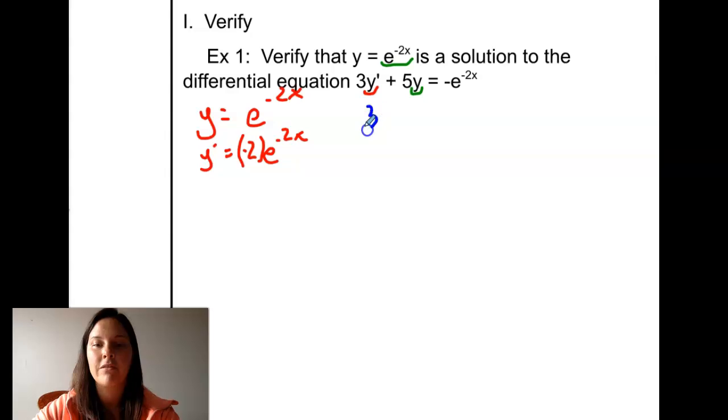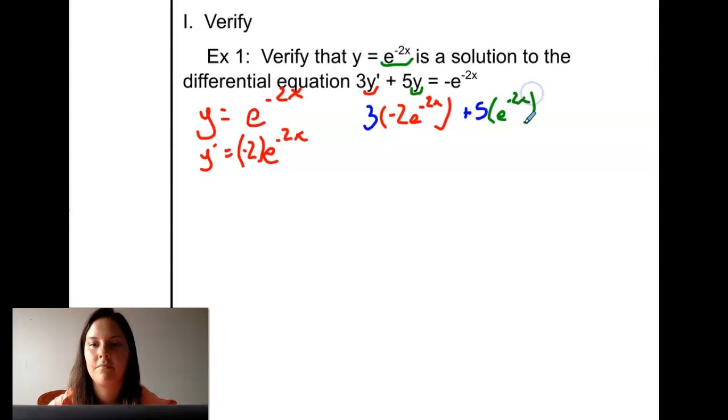So starting off by rewriting this, 3 times that derivative we just solved for, negative 2 e to the negative 2x, plus 5 times y, that original function, e to the negative 2x, equals, and then finishing off our equation, we have negative e to the negative 2x.